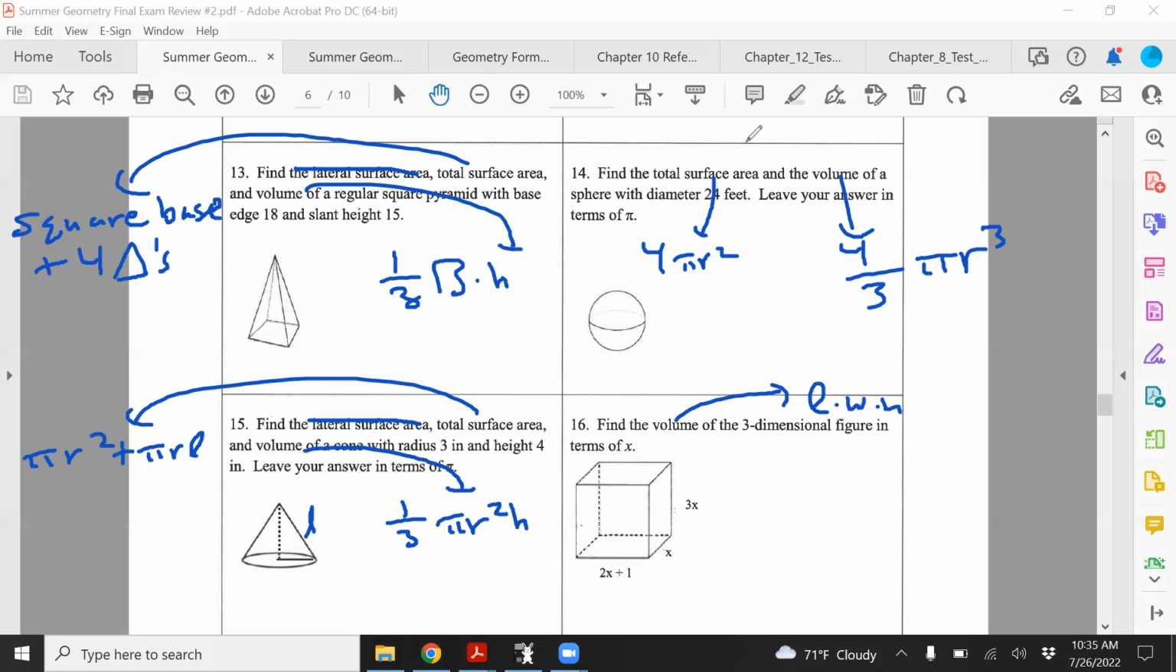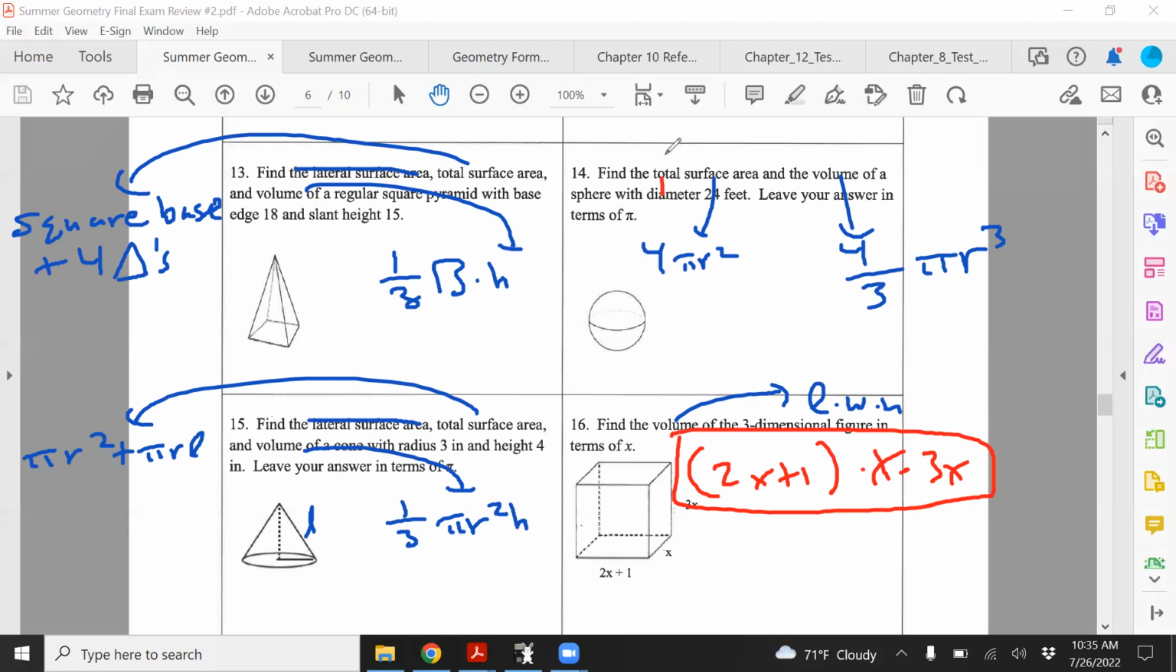So let's work these out. I'll do them right below in red. That's going to be 2x plus 1 times x times 3x. I don't care if you expand it. You can leave it like that. I'm not going to ask a question like that, just so you know. If anything, I'll just give you the actual numbers.